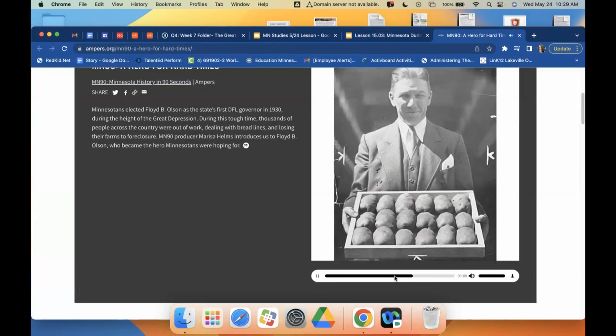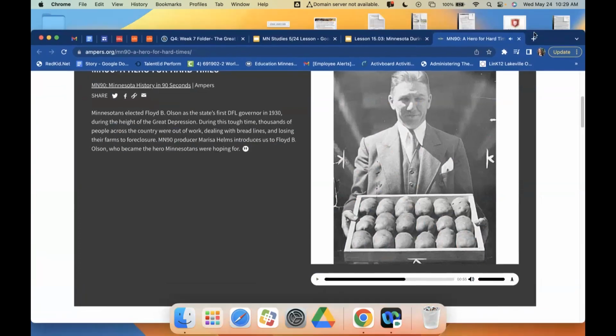Detractors called him a socialist, but as Minnesota's governor, he successfully fought for unemployment relief, the enactment of a sales tax. The enactment of a sales tax. Okay, perfect.